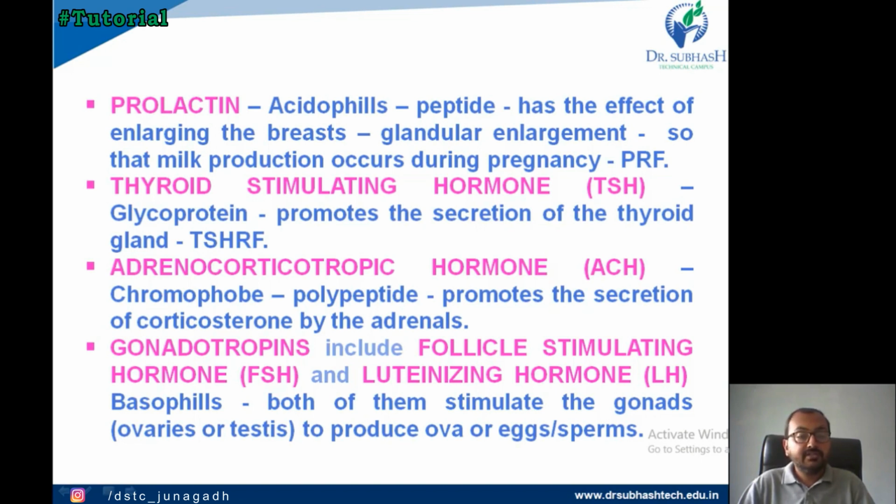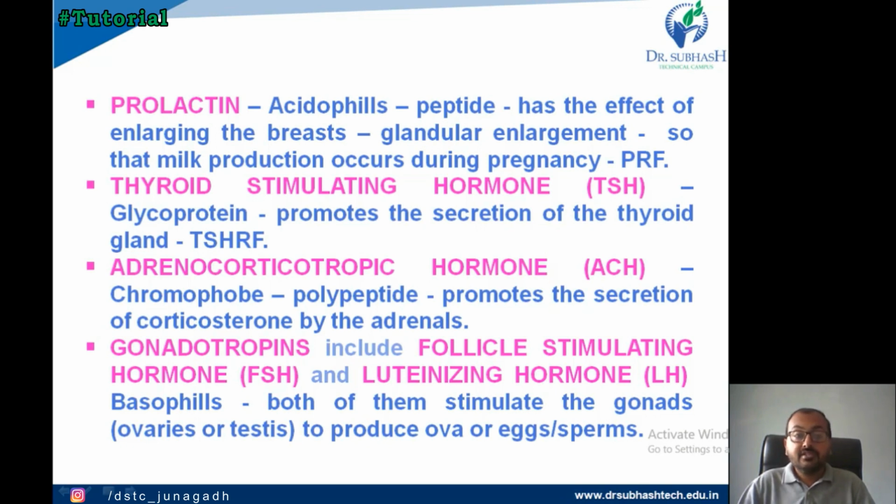Next, that is thyroid stimulating hormone, or we can call it a thyrotropic hormone. It is chemically a glycoprotein, and its name suggests it controls the activity of the thyroid. So it promotes the secretion of the thyroid gland, and for that, thyroid stimulating hormone releasing factors are released from the hypothalamus.